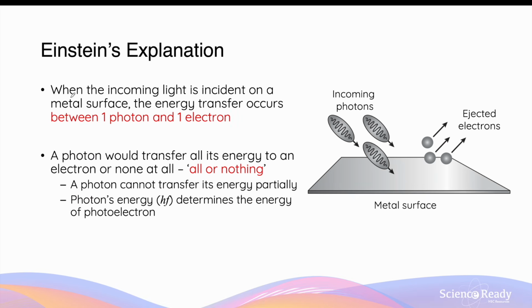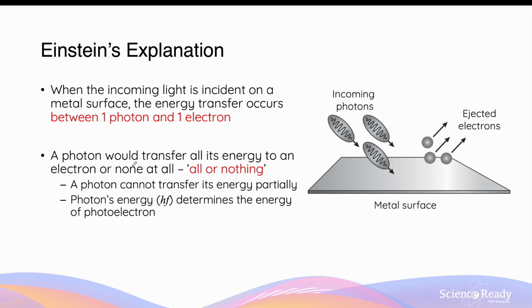Einstein proposed that when the incoming light is incident on the metal surface, there's an energy transfer that occurs between the photon and the electron. Specifically, the energy transfer occurs between one photon and one electron only. It's in a 1-to-1 ratio. So you won't get energy transferring from one photon to multiple electrons, and neither will you have energy being transferred from multiple photons to one electron. The energy is always from one photon only and to one electron only.